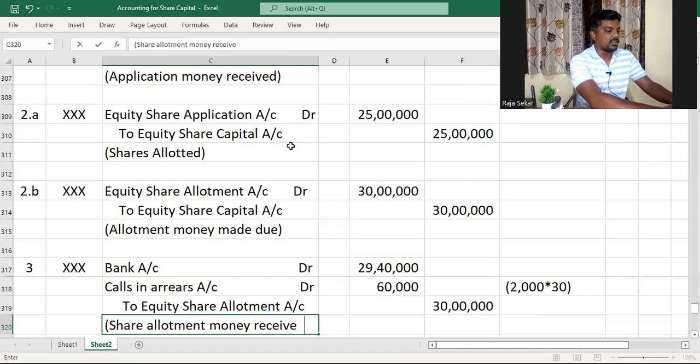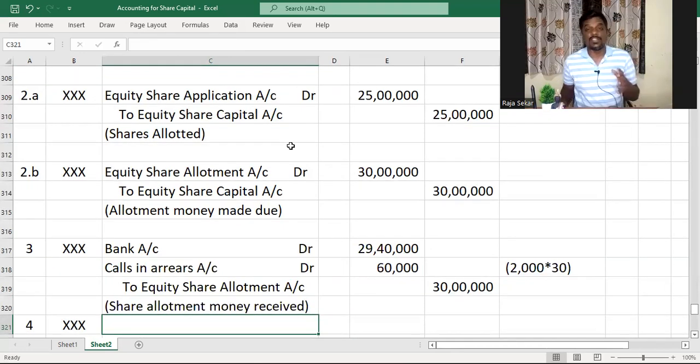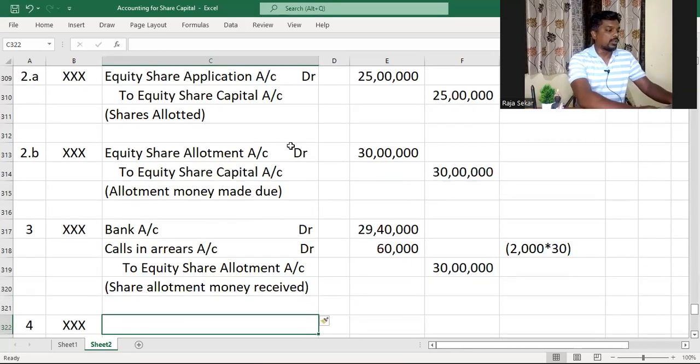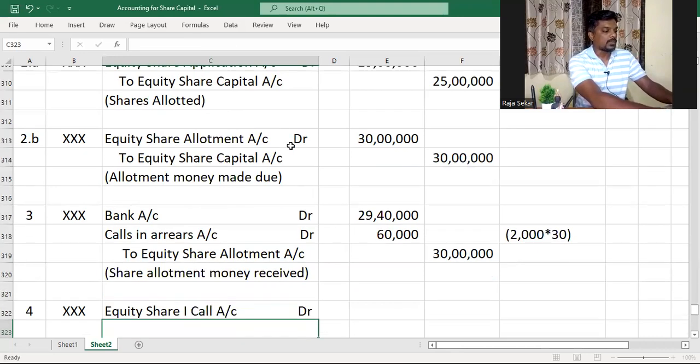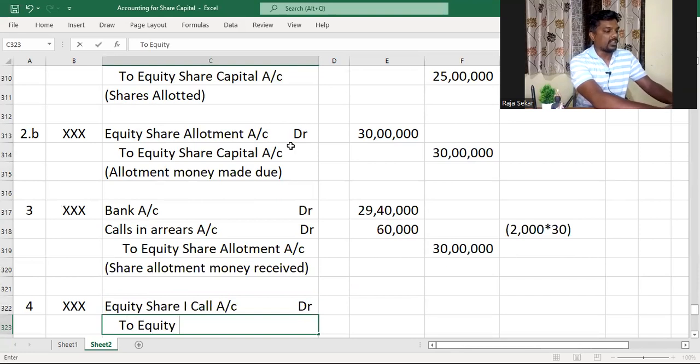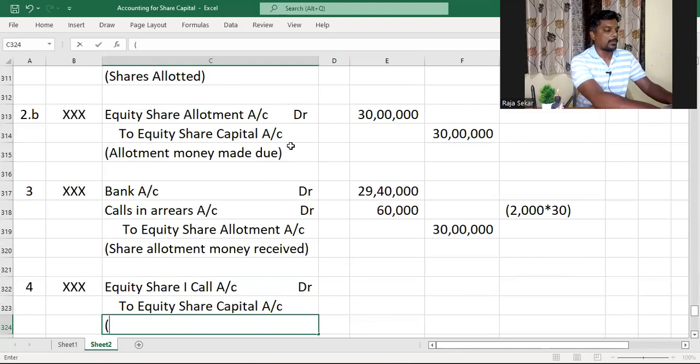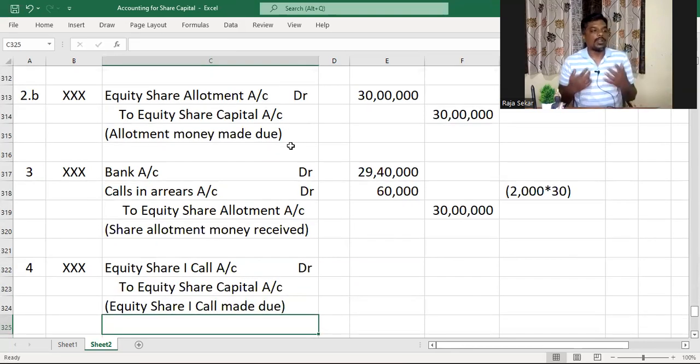That will be a share allotment money received. Alright, my dear children, once we have received the allotment money, the next thing that we need to do would be to make first call due, and we'll go ahead and do that. Equity share first call account debit to equity share capital account. Equity share first call made due.